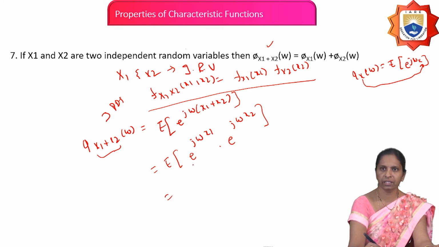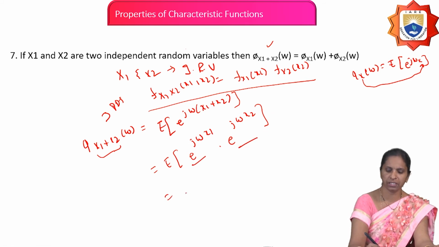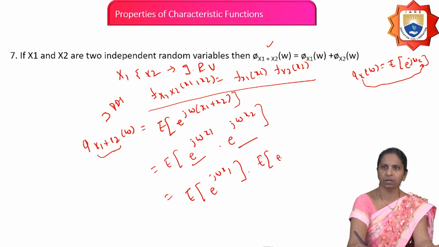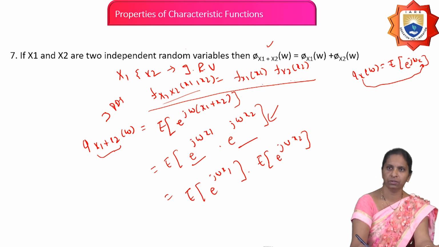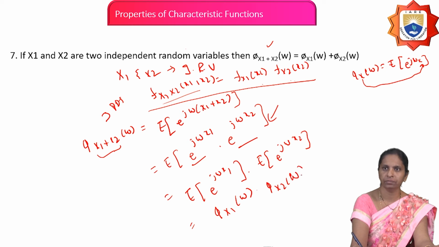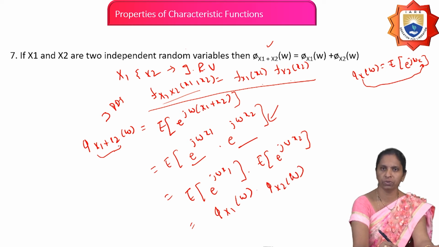What is given here? They are given that these two are independent random variables. Then how can you write this as the expectation of e power j omega x1 into the expectation of e power j omega x2? You can write this only in the case of independent random variables, because for independent random variables the joint density function is equal to the product of the marginal density functions. So from this definition, you can write it down. Then the expectation of e power j omega x1 is nothing but pi x1 of omega, into pi x2 of omega. Therefore, the characteristic function of the sum of two independent random variables is equal to the product of the characteristic functions of the corresponding two independent random variables.